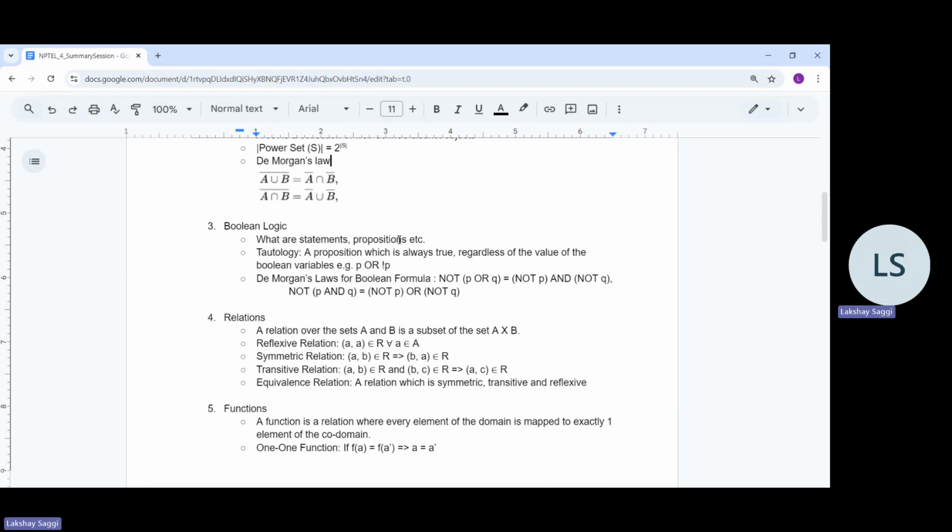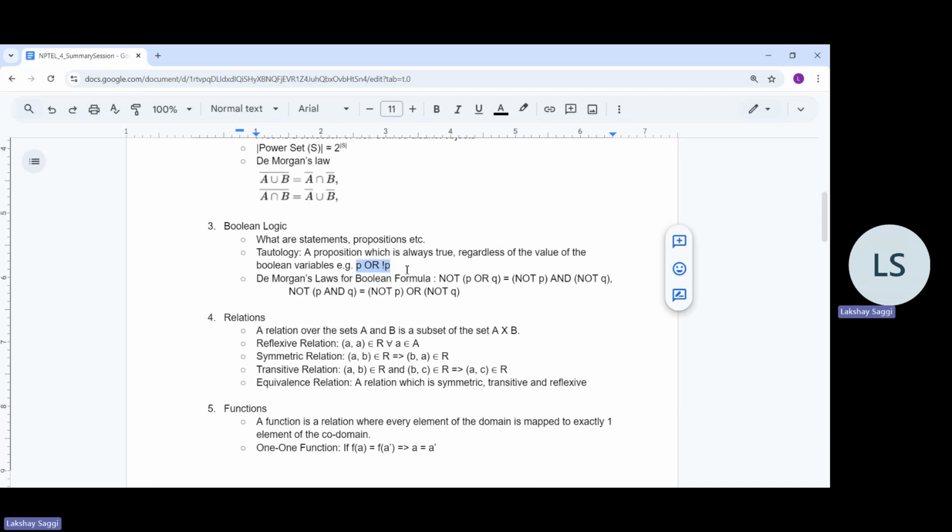A proposition: usually, if you have a Boolean formula of variables and it always evaluates to true, regardless of the Boolean variables involved, then that is what we call a tautology. This statement will always be true. An example for this is P or not P.